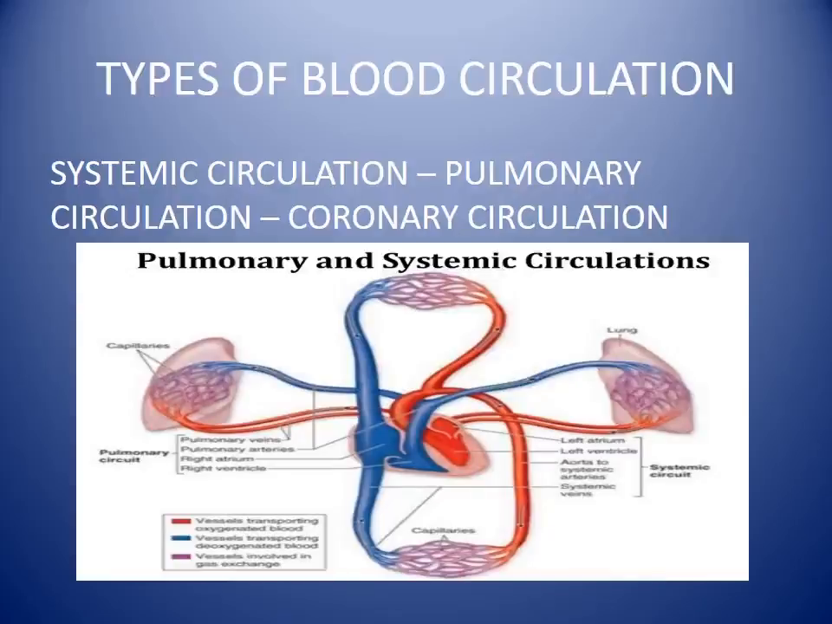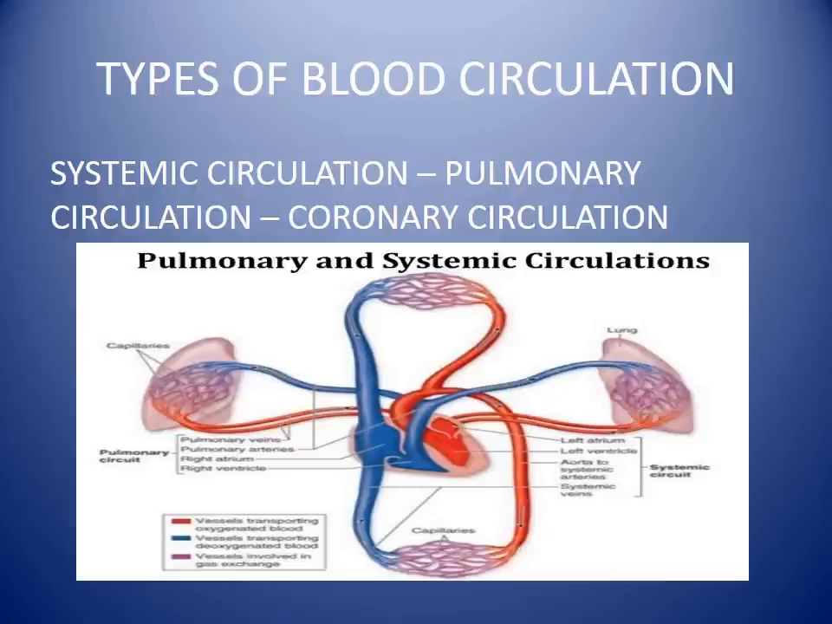Now we have to see types of blood circulation. What are the types? Systemic circulation, pulmonary circulation, coronary circulation. How many types? Three types of blood circulation. First one is systemic circulation, pulmonary circulation, coronary circulation.